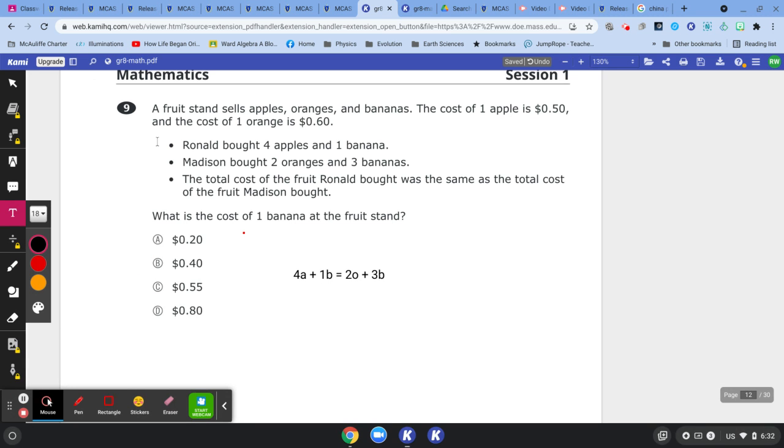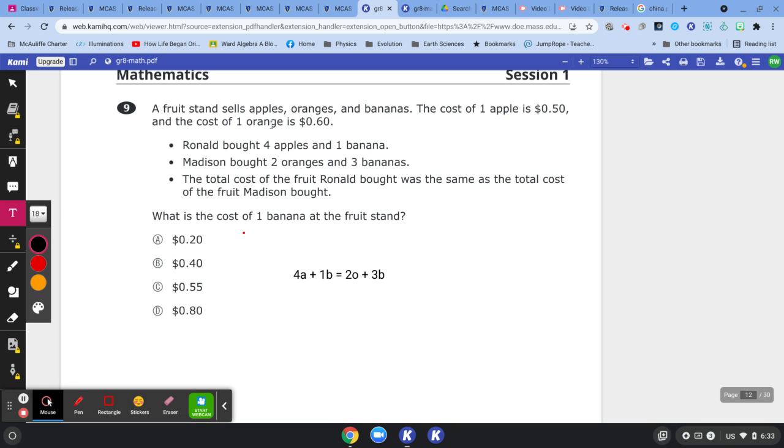Now we're going to take a look at number 9. Number 9 says a fruit stand sells apples, oranges, and bananas, and the cost of one apple is 50 cents. The cost of one orange is 60 cents. And they haven't mentioned the price of bananas, and that implies to me that we're going to be trying to find it.